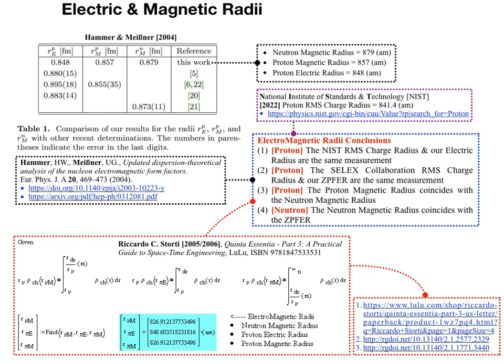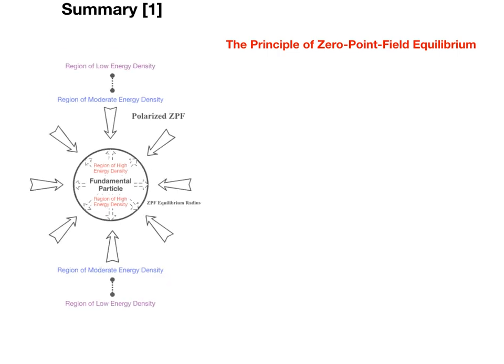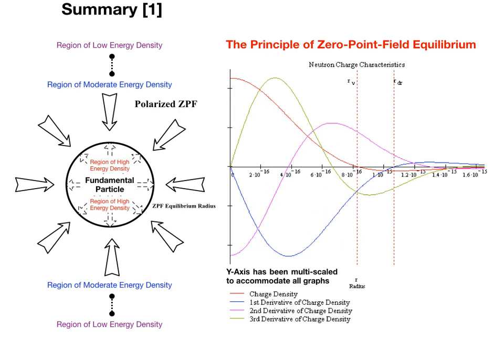Let's now summarize everything we have covered in this presentation. The fundamental concept presented herein is the principle of zero-point field equilibrium. The simplest description of this principle being the balance of forces between expansion and compression. A fundamental particle experiences a natural tendency to expand and diffuse itself into non-existence, because it has a higher energy state than the quantum vacuum at infinity. However, the quantum vacuum pushes back on the fundamental particle, which acts to contain it, and the forces balance at the zero-point field equilibrium radius.